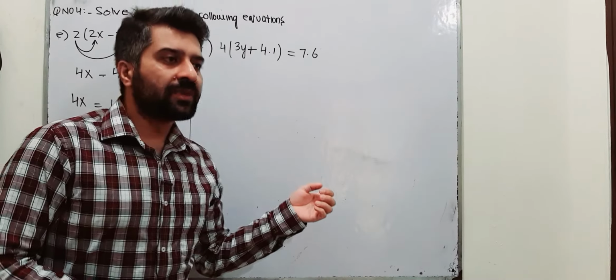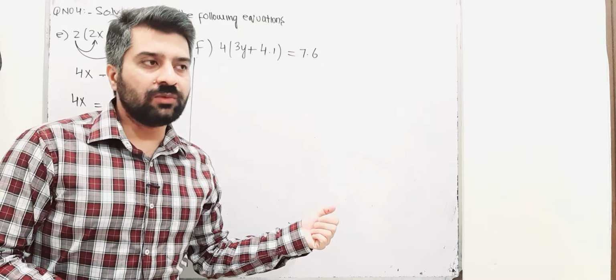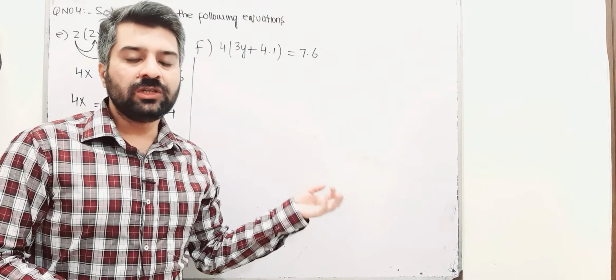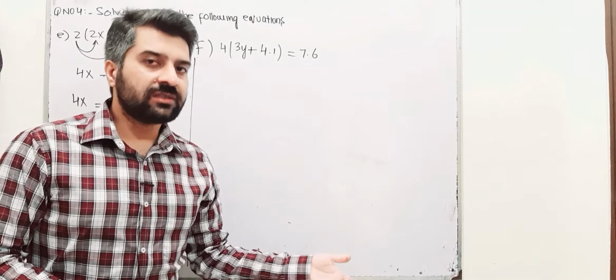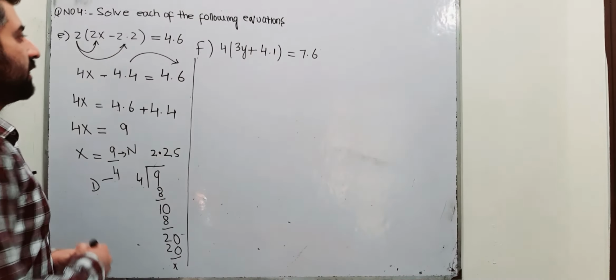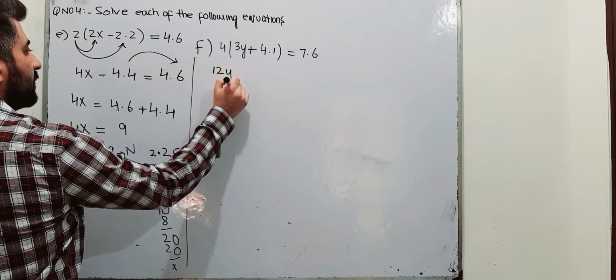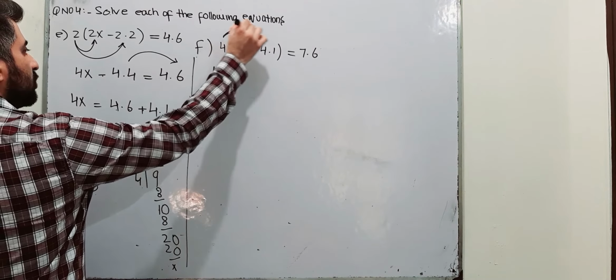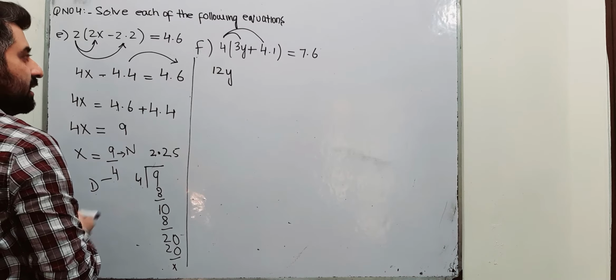Variable means something that varies. We don't know its value, we need to find its value. So its value is not fixed, that's why it is called a variable. So first of all, open the brackets. 4 multiplied by 3y is 12y. This 4 is going to be multiplied by all the terms inside.